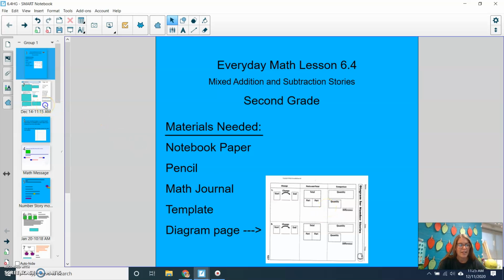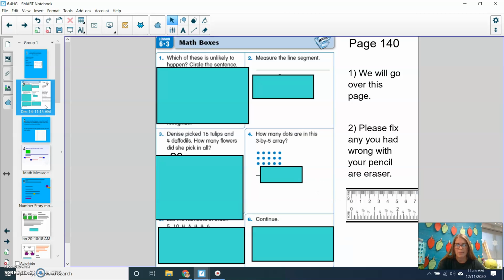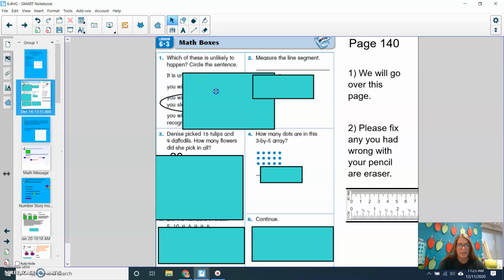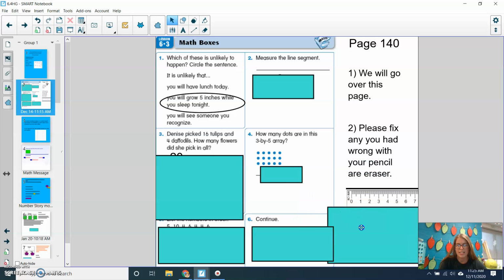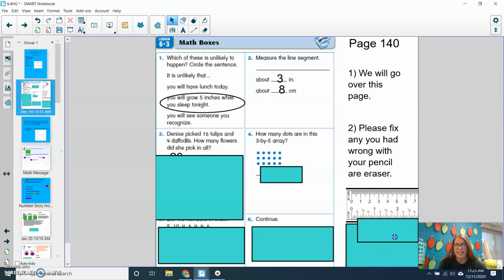Let's get started. The first thing that we're going to do is go over our math boxes from the previous lesson. So if you can open up your math journal to page 140, if you're noticing that you have any mistakes, please fix those with your pencil and eraser. For question number 1, which of these is unlikely to happen? Circle the sentence. And the best one would be, you will grow 5 inches while you sleep tonight. For question number 2, measure the line segment in both inches and centimeters.